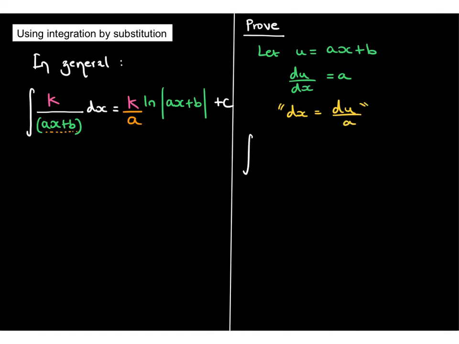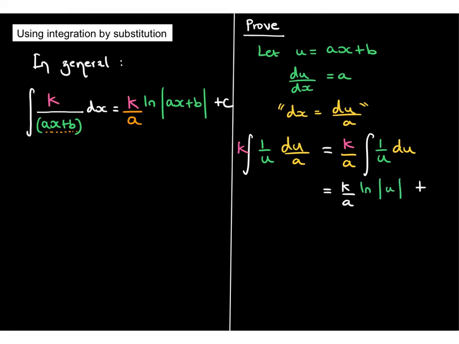So our integral becomes the integral, k can come on the outside, the integral of 1 over u, and then of course we have du over a here. I'm going to pull a outside of the integral as well for simplicity. So we're simply left with the integral of 1 over u with respect to u, and we know that this is going to give us ln mod u plus a constant of integration.